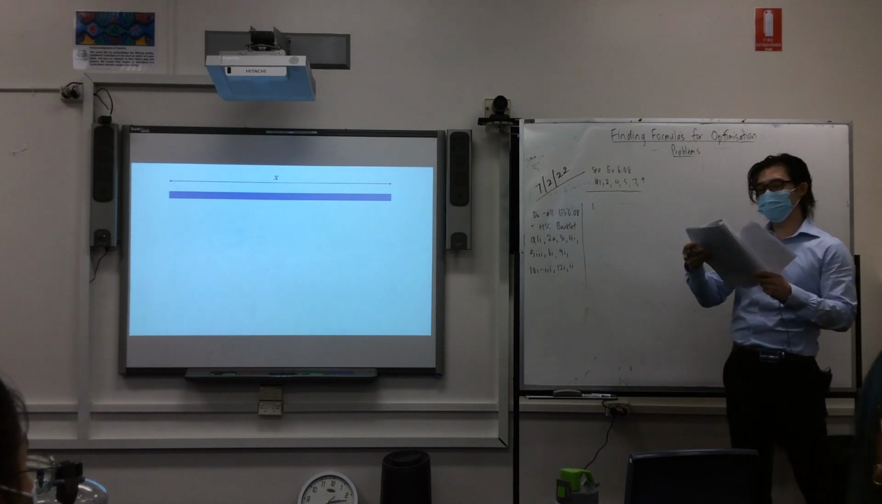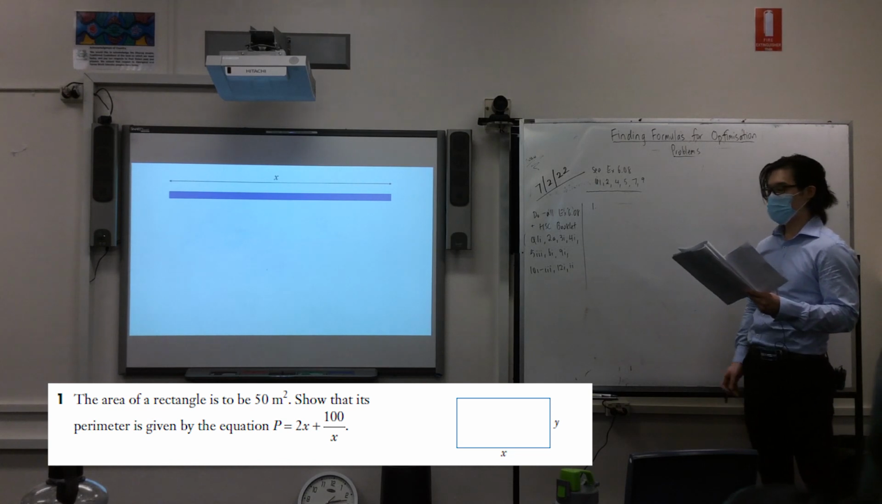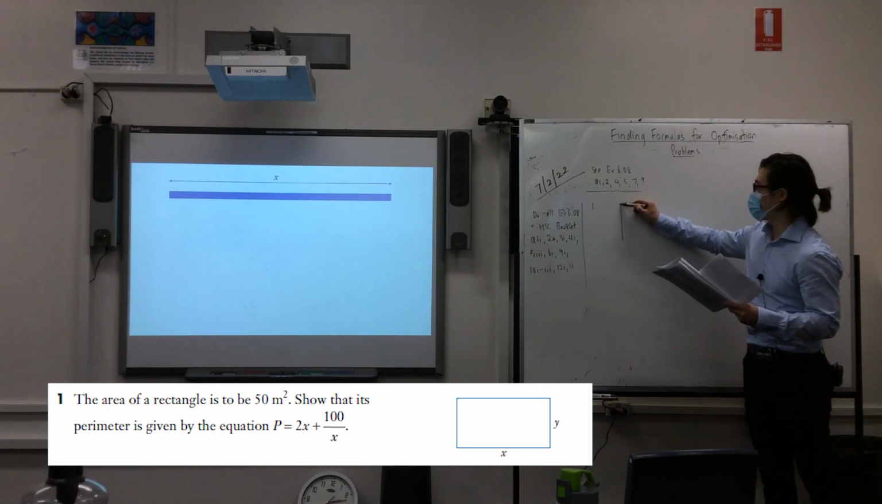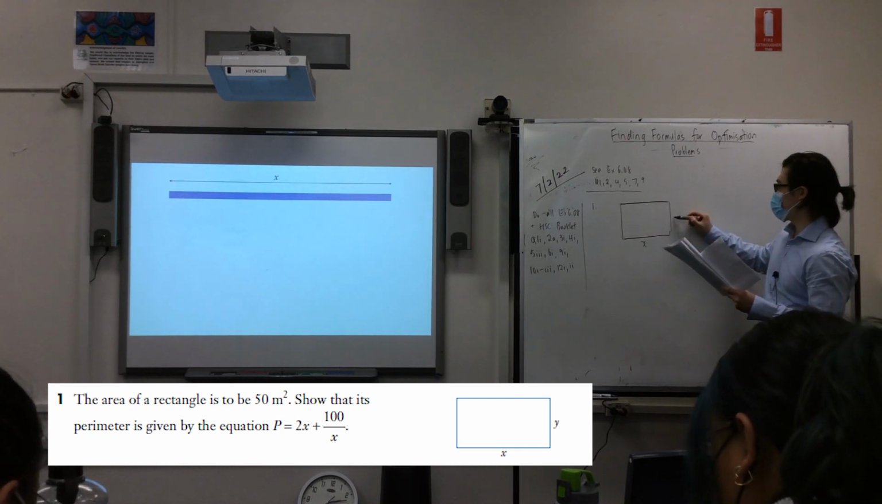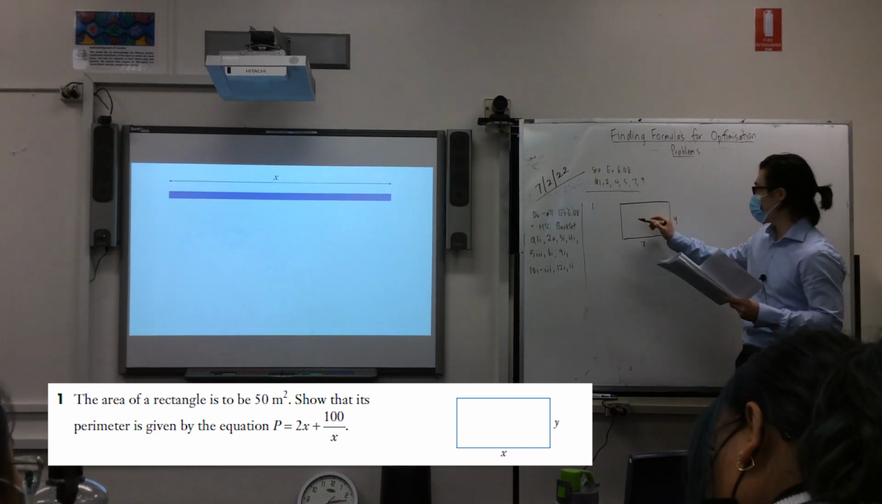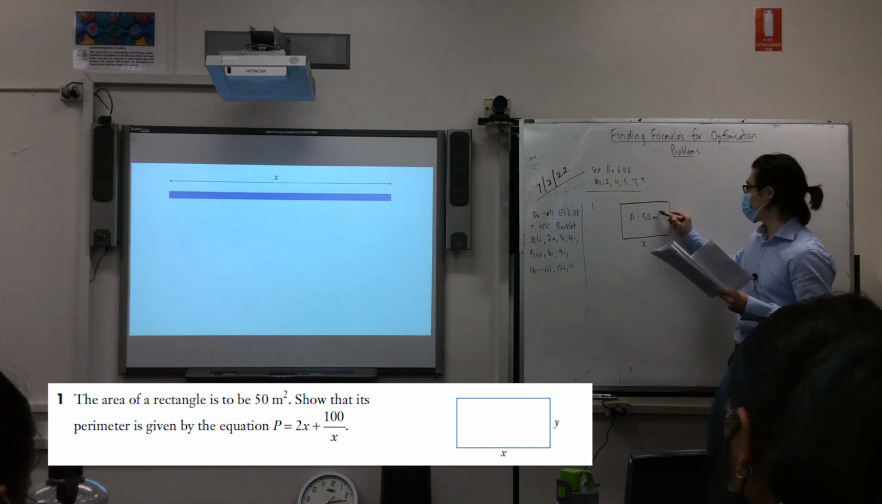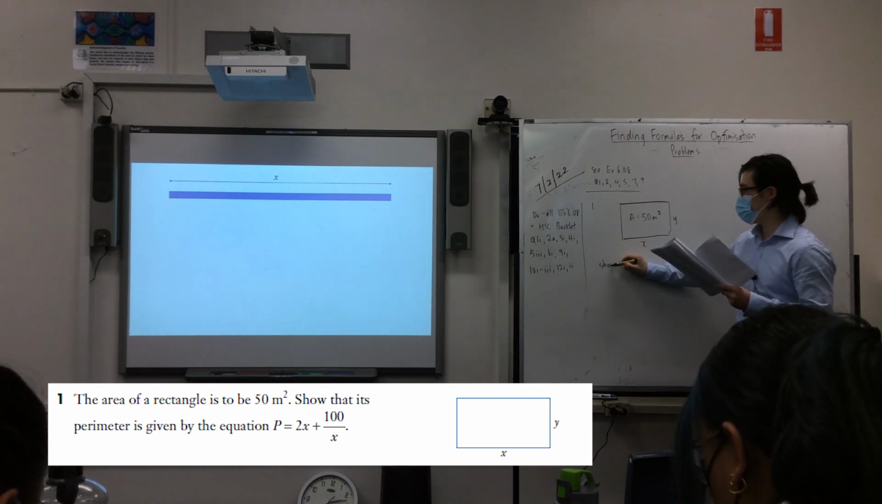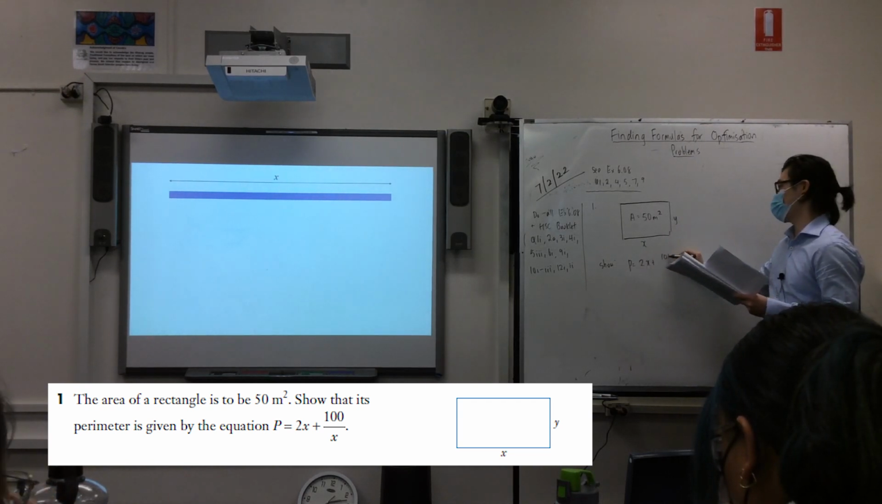Girls, question 1. It says the area of a rectangle is to be 50 square meters. So we're given this diagram here, and we've got these dimensions, and it says the area is this. The question is, given this information, show that the perimeter of this rectangle is this.